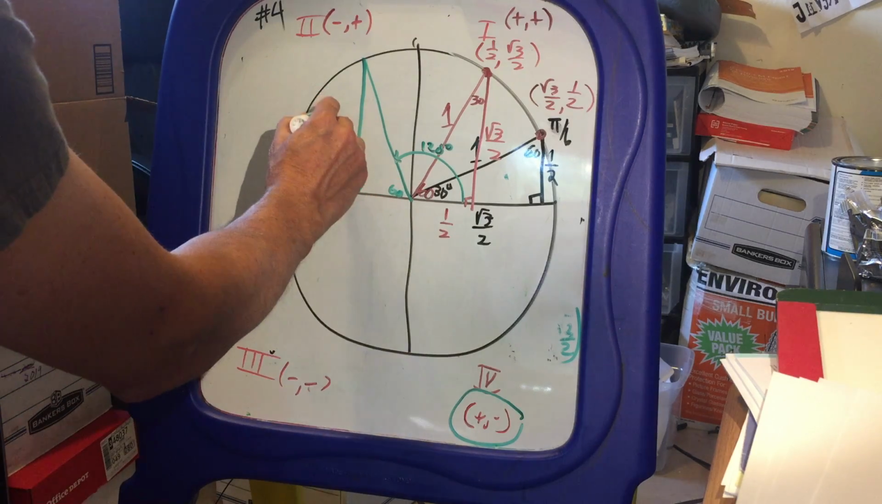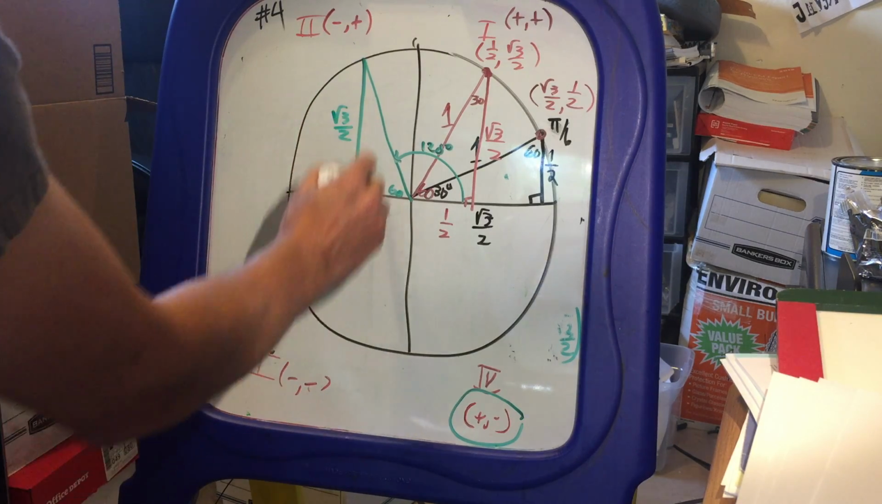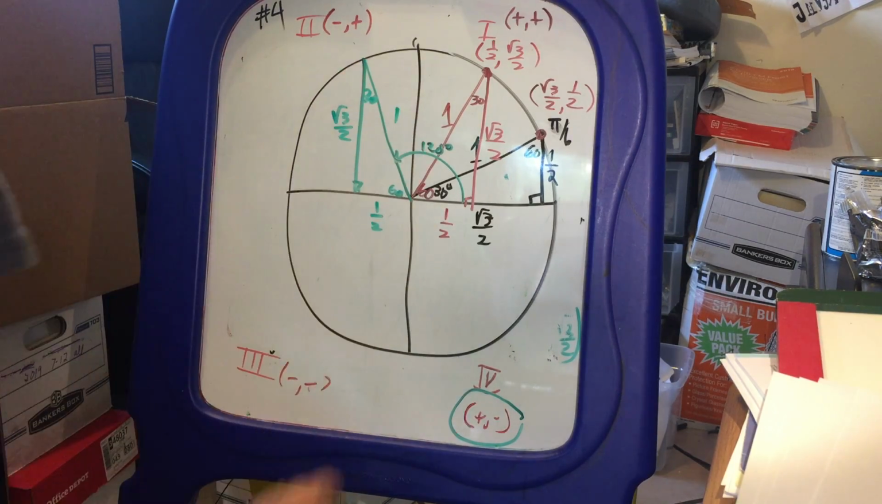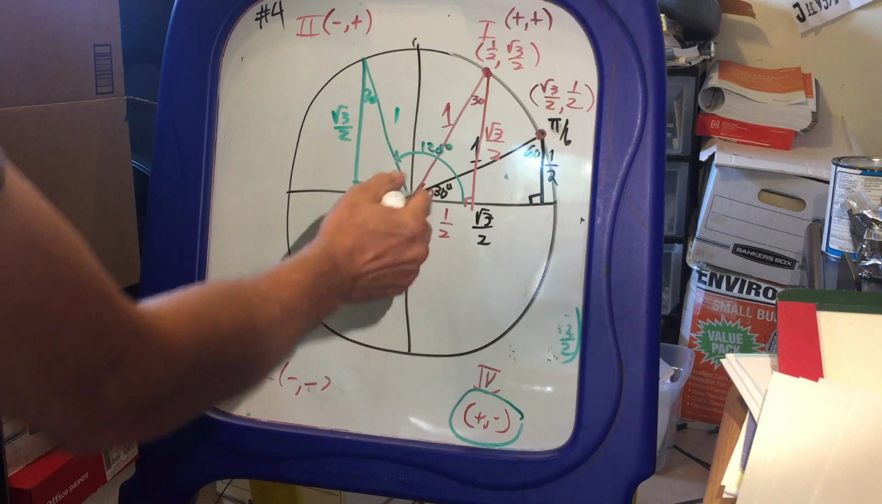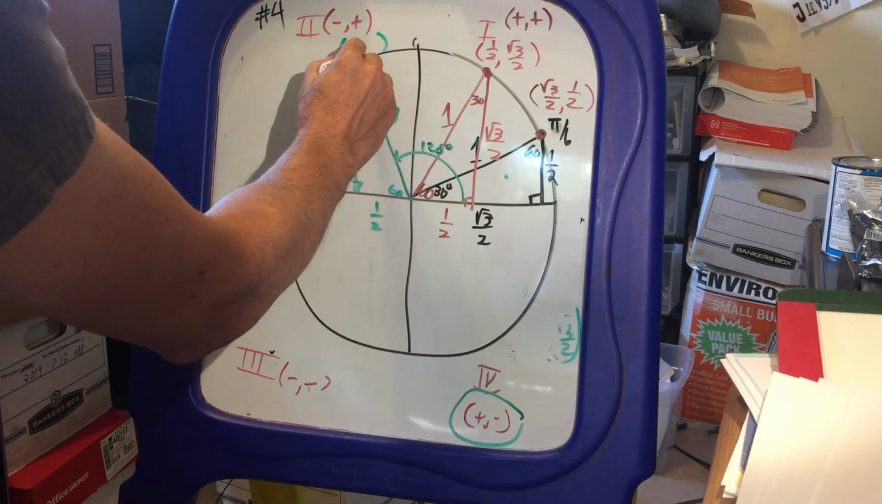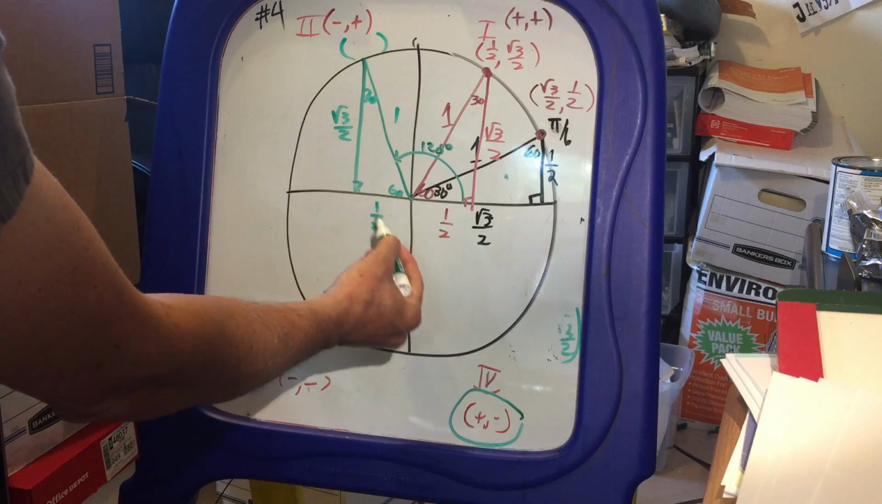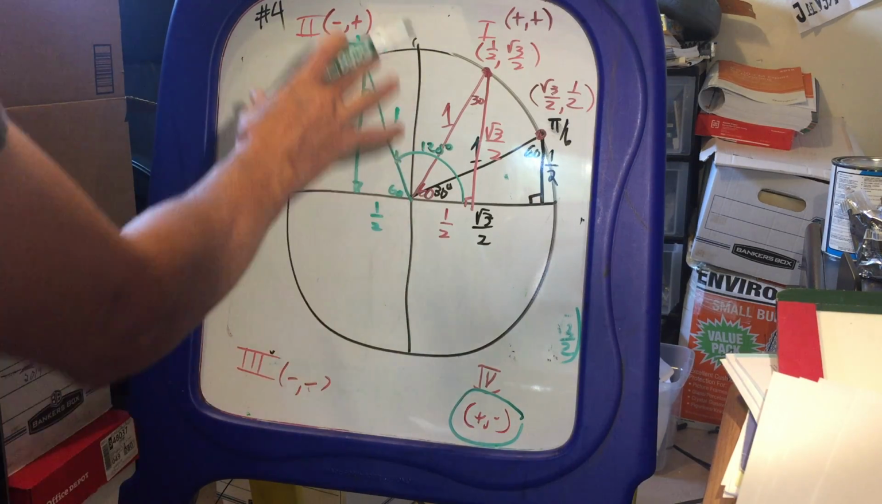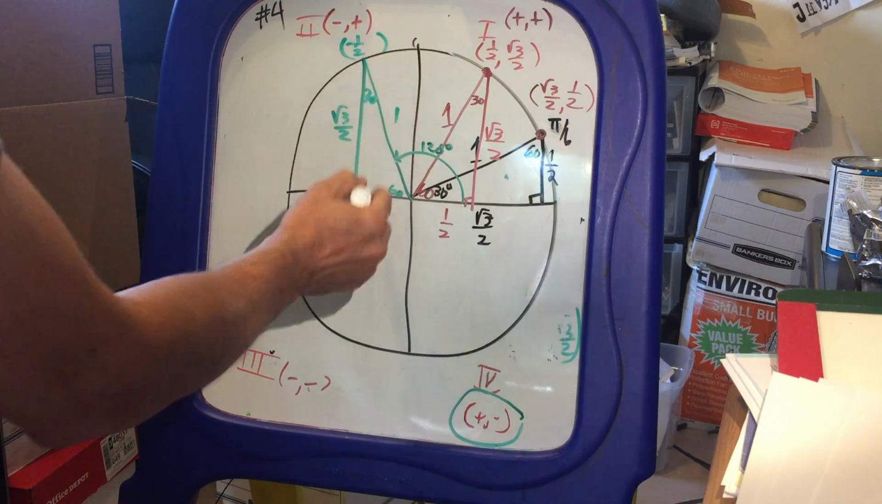So across from the 60, you've got the root 3 over 2. Across from the 30, you've got the 1/2. And then this is 1. This coordinate would be what? Well, 1/2 is this length, but it's negative. Remember, every coordinate in this section is negative first and then positive.